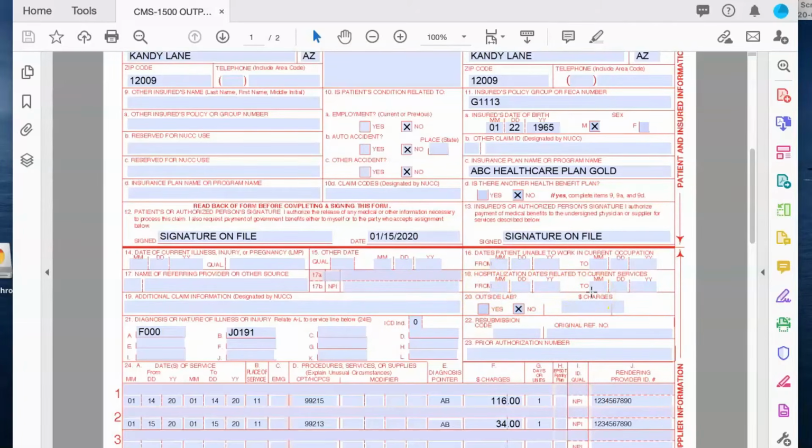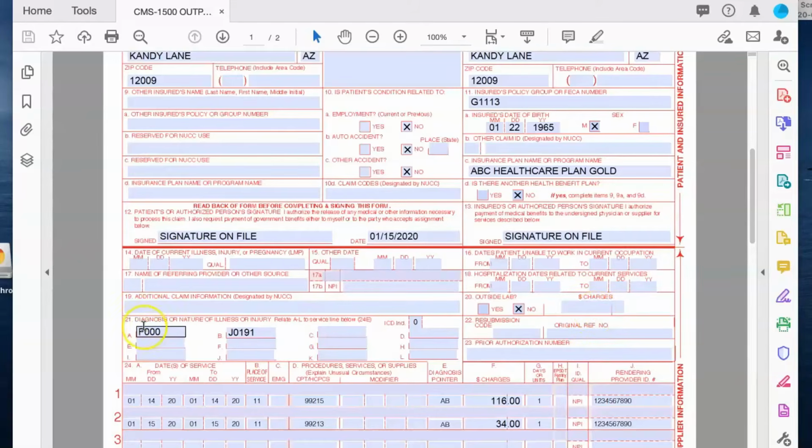For example, if someone was hospitalized because they broke their leg, then had a follow-up with their doctor for it after they were discharged. Box 20, if any outside labs were done, you would select Yes. Then enter the charges. You are not billing the lab, you're simply letting the insurance company know that there were lab charges. Box 21, diagnosis or nature of illness or injury.